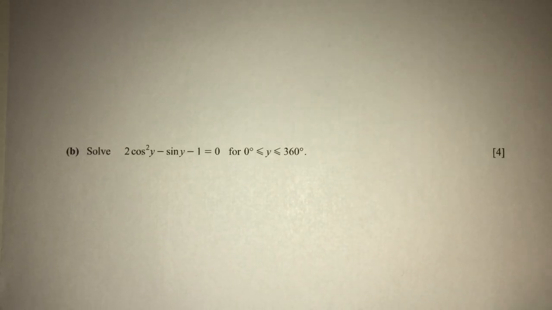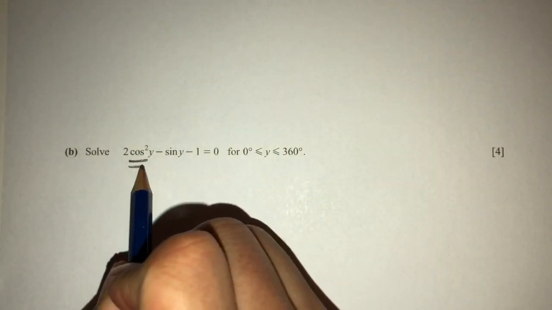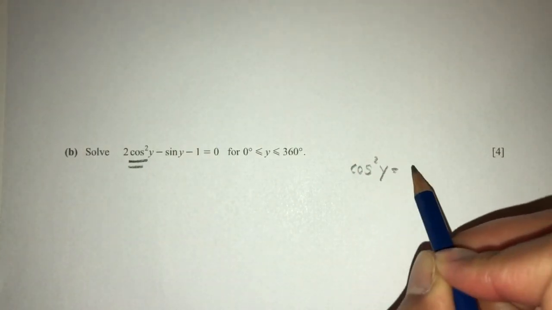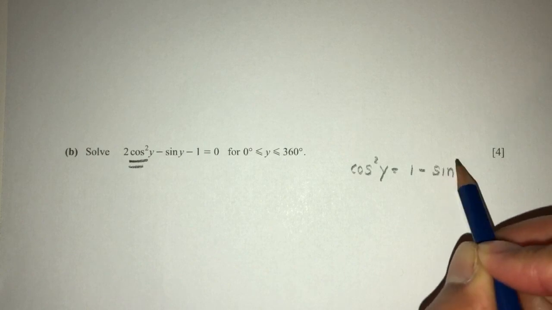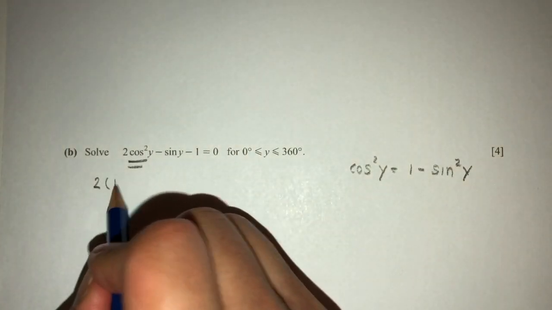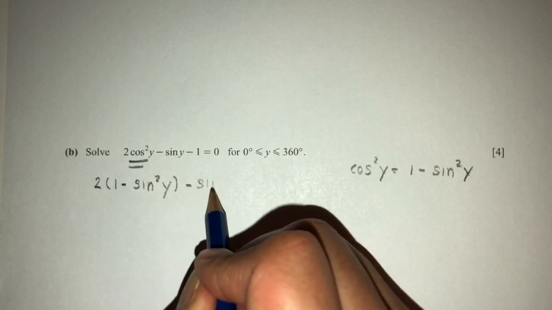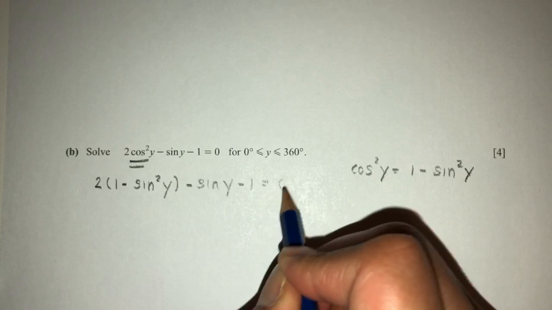Now for part B, we have to solve this equation again. So as you can see here, if you observe, we have cos square y. So what is cos square y? It is 1 minus sine square y. So let's replace this back in the equation. You will have 2 times 1 minus sine square y minus sine y minus 1 is equal to 0.